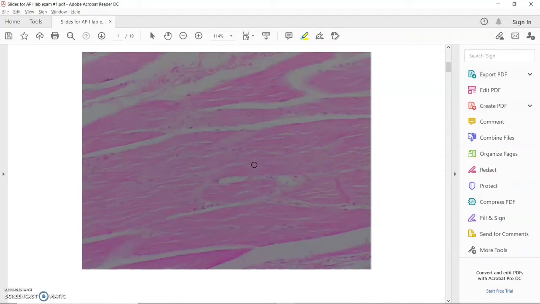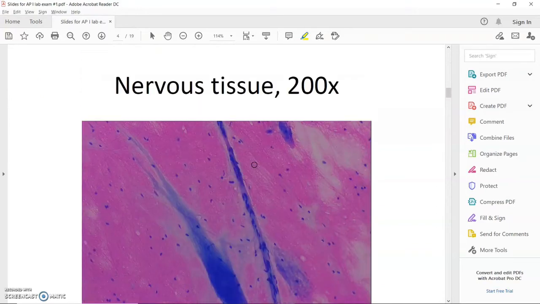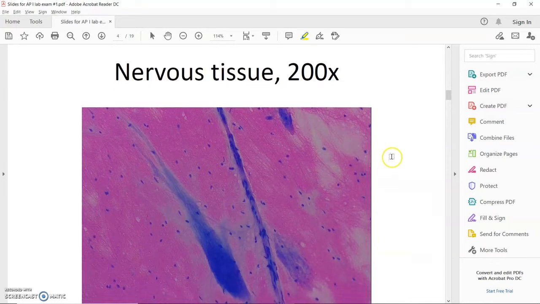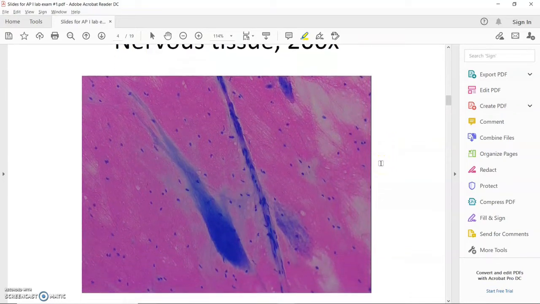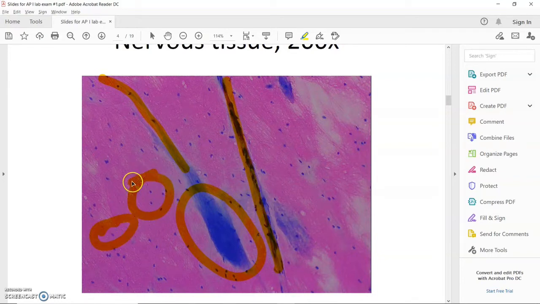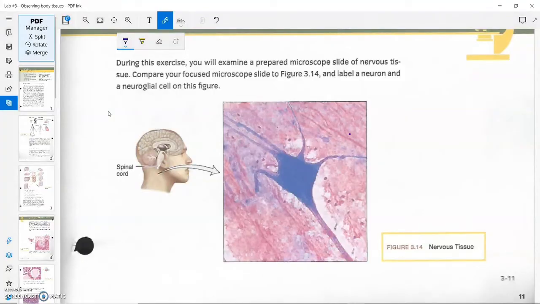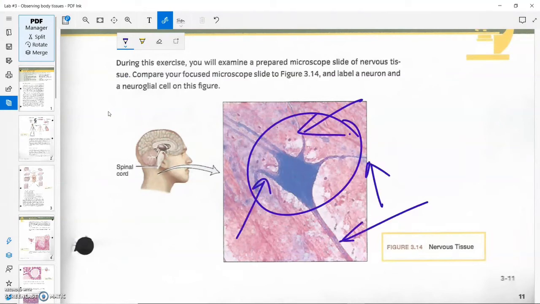intercalated discs. So let's talk about nervous tissue. I'm going to show you the image of the nervous tissue. So it's nervous tissue, a typical neuron. So that's the body, and that's the axon, the neuron, that's another axon, and those nuclei here, here, here, those are nuclei of the glial cells. So this is the body of the neuron, those are dendrites, and this is an axon. Neuroglial cells, you can label any of these nuclei to label neuroglial cells.